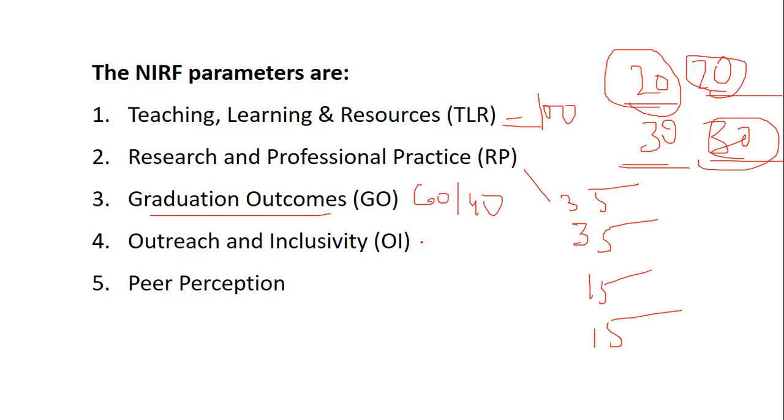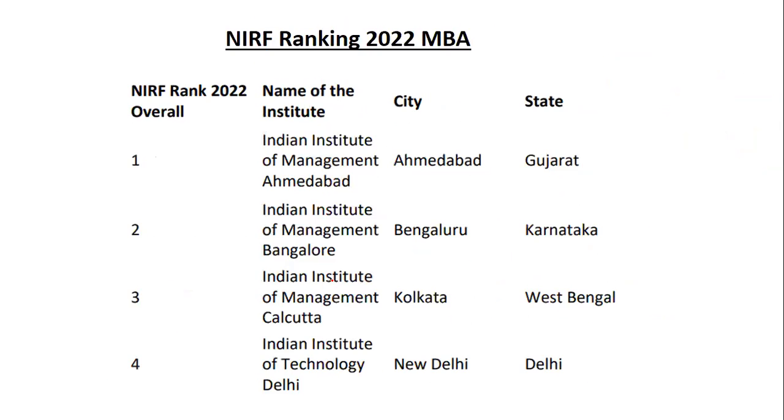Then outreach and inclusivity: the percentage of students from other countries and states counts as 30, women diversity counts as 30, economically and socially challenged counts as 20, and physically challenged counts as 20. And peer perception is completely 100. So this is how the parameters are divided, and how you need to keep them in mind. The rest of all we have cleared.